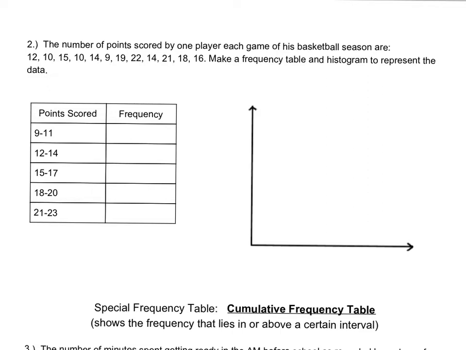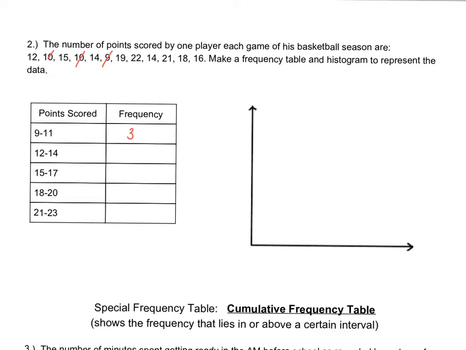So points scored we see is on the left, and we see there's kind of some buckets there. So we have the bucket of 9 to 11 points, 12 to 14, 15 to 17, 18 to 20, and 21 to 23. So we'll go through our data and we'll see what goes in each bucket. So 9 to 11, okay, so 12, no, so we've got 10, so there's 1, there's another 10, so that would be 2, 9 is 3, and that's everything for there. So the frequency of him scoring between 9 and 11 points was 3 times, okay?